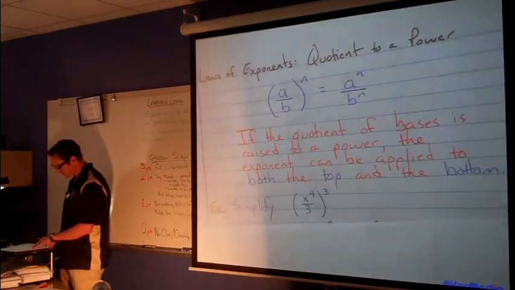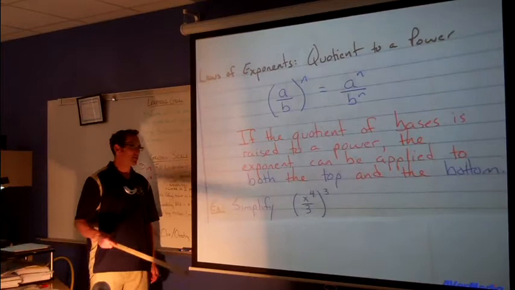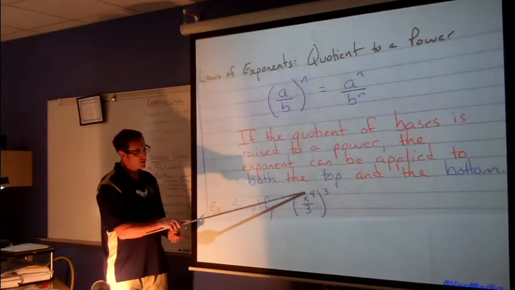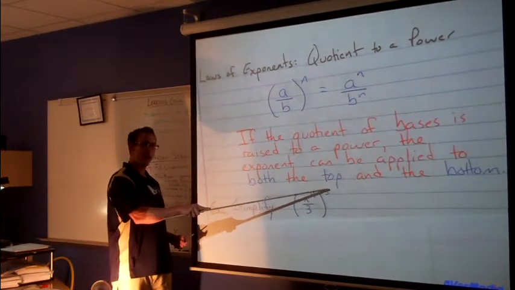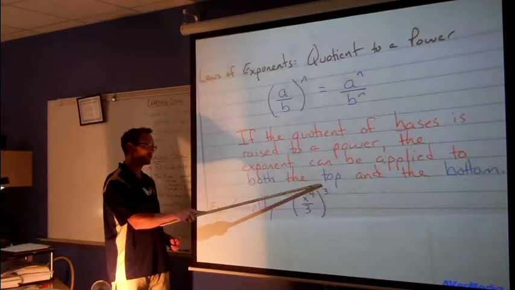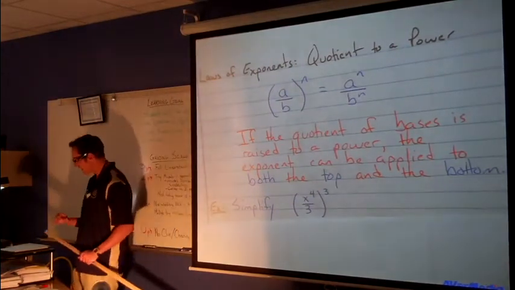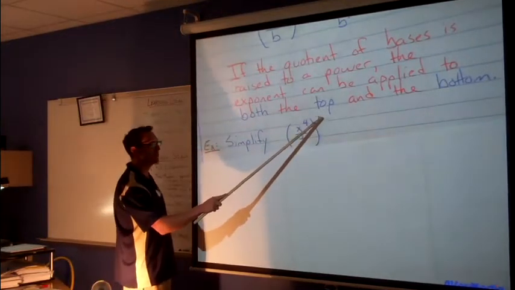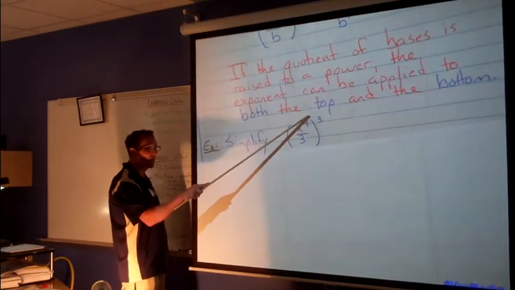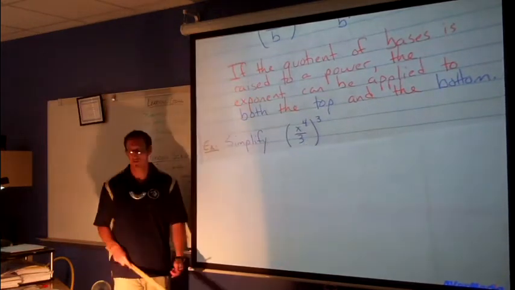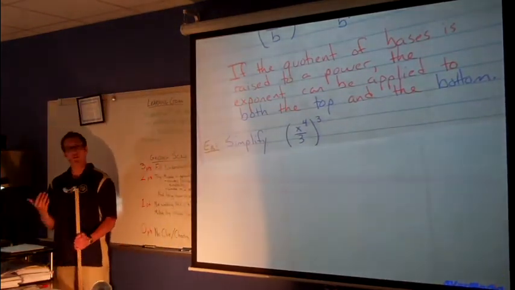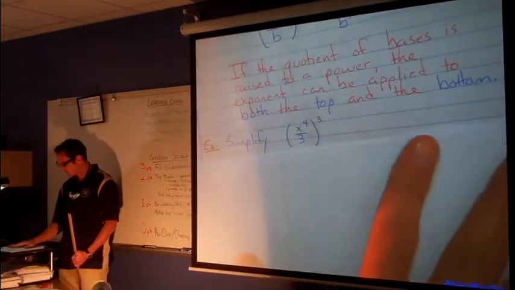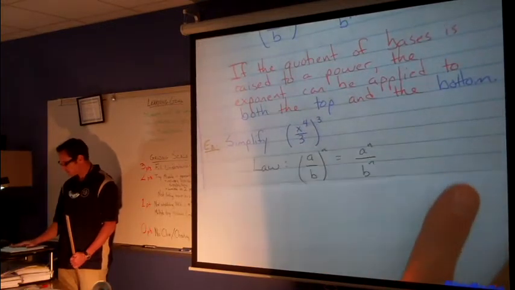So let's take a look at a basic example. Let's say we have this expression that we want to simplify. We have a fraction being raised to a power. We have a quotient being raised to a power. So how does this work? We apply this exponent of 3 to both the top part of the fraction and the bottom part of the fraction. Hopefully what you're seeing is that, hey, we're going to have to do another law of exponents from a while ago. Yes, we will, but if you don't see that yet, you will see it soon.